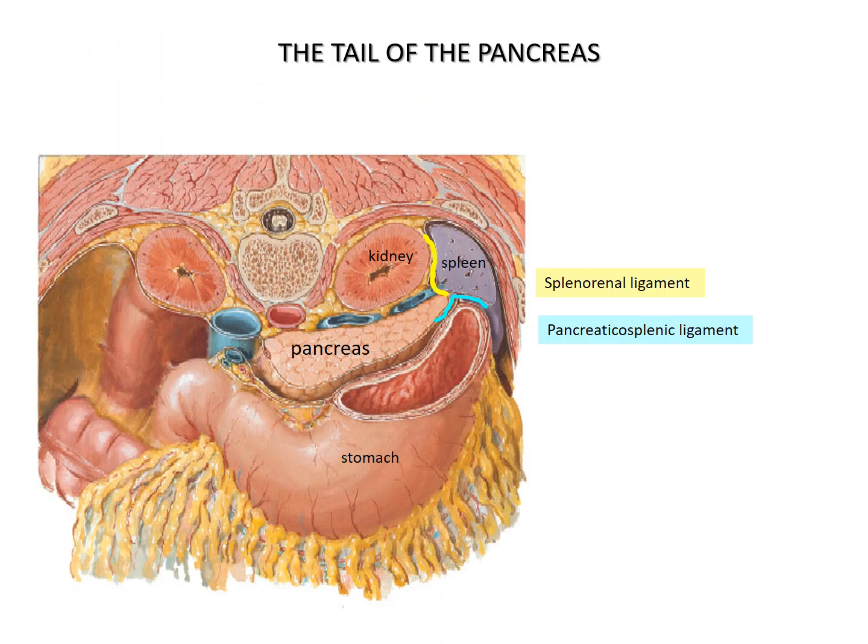The tail of the pancreas is the left extremity of the body. It usually extends forward through the splenorenal ligament. The anterior surface of the tail of the pancreas is covered by the pancreaticosplenic ligament, and the posterior surface is covered by the splenorenal ligament.